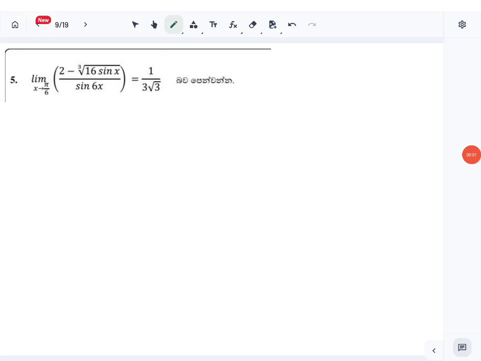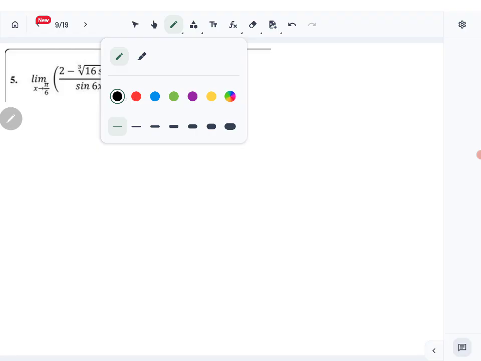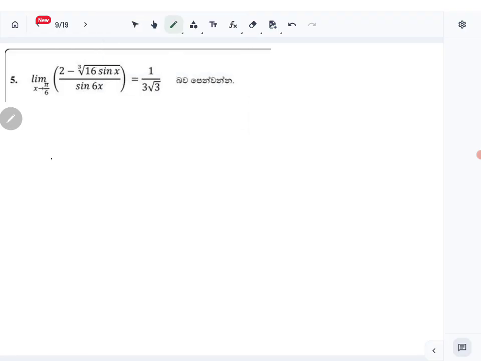Okay, now let's look at question number 5 of the pure paper. So the limit question, right? You have to show this limit is equal to that. Let's see how to do this. If you substitute, you will see direct substitution will fail because you will get 0 over 0. So let's simplify this a little bit.